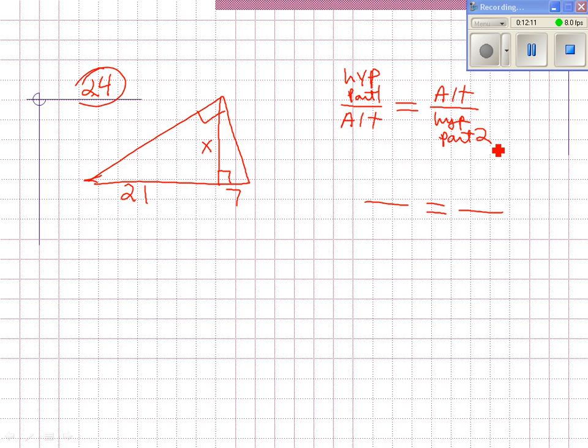Somebody help me out. What was the other proportion? What goes on bottom here? Leg. Leg. What goes up here? Leg. Hypotenuse part. And remember, it's the part that's hooked to the leg, right? That certain leg. What goes down here? The whole hypotenuse.